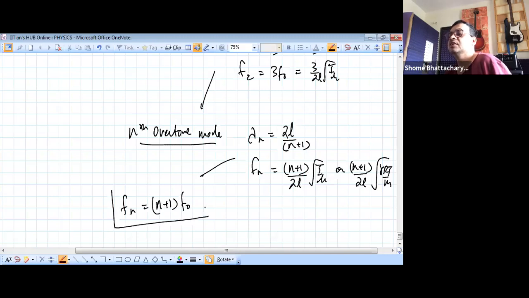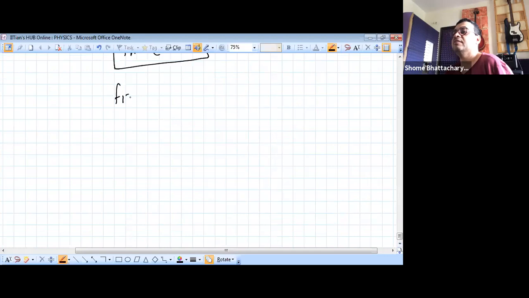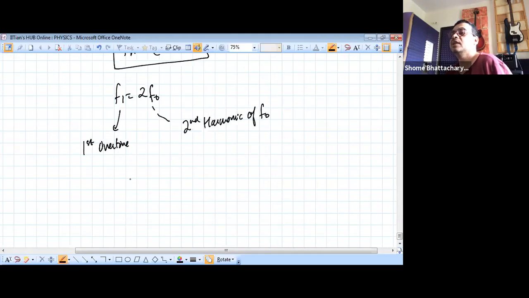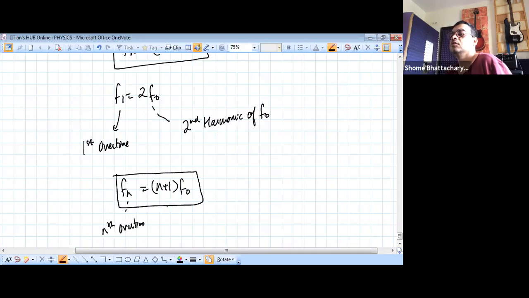So always remember, whatever number we multiply the fundamental by, we call that a harmonic. So for example, if I say F1 is equal to 2F0 according to this formula, this is the first overtone. And in terms of multiples, it is the second multiple, so it is the second harmonic of the fundamental frequency. So like that, the nth overtone is the n plus 1th harmonic. Just remember this concept. But this formula is applicable when? This is applicable when both the boundaries are nodes.